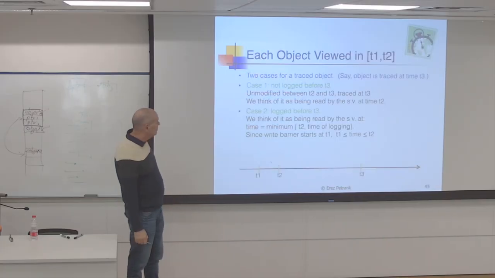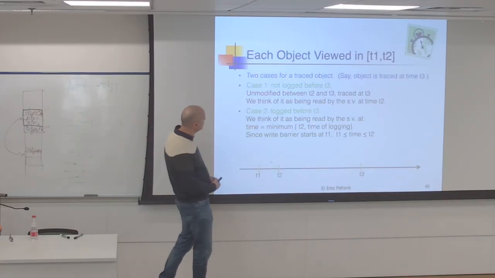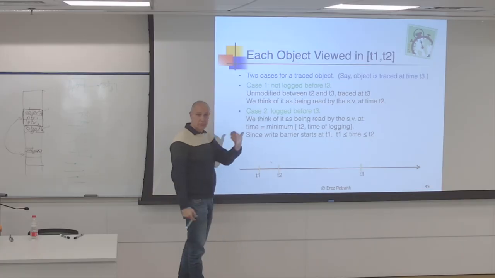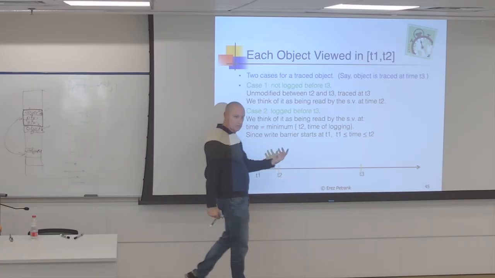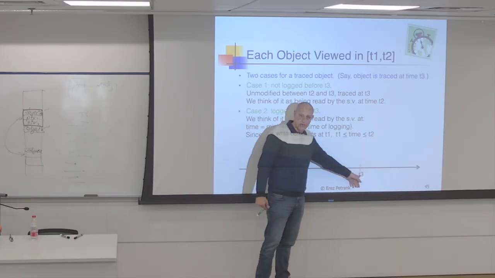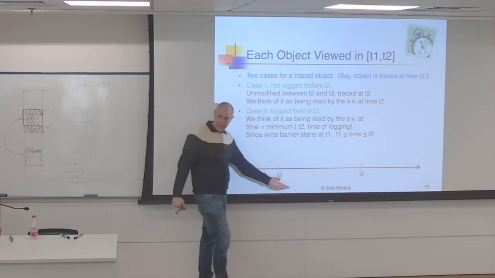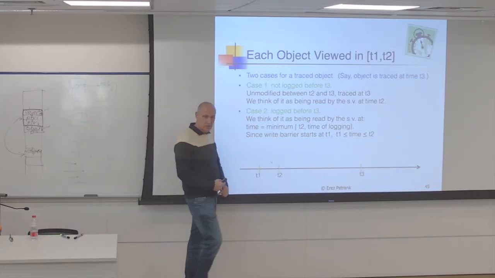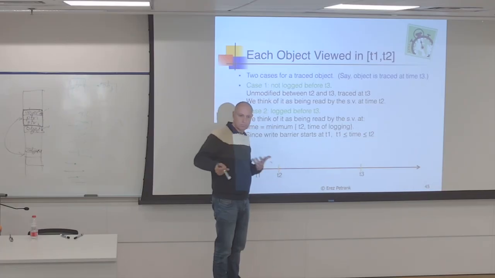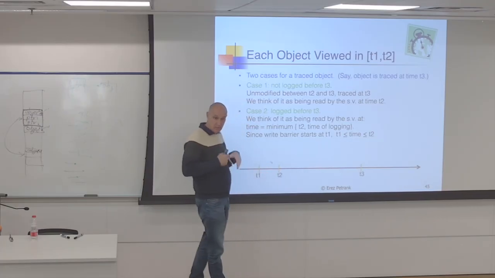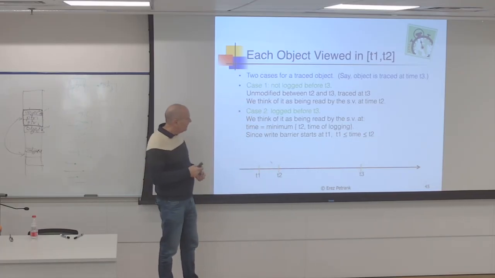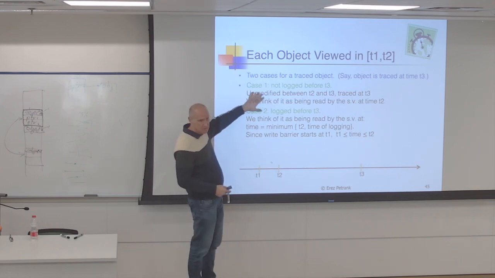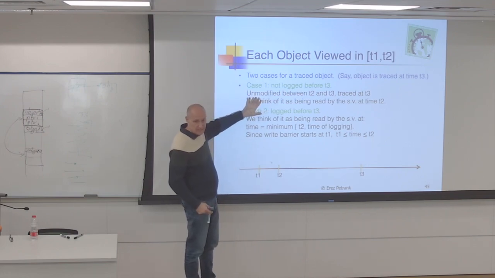Okay, so how do I show this? I'm going to trace an object. The collector is going to trace an object at some time T3. Okay, it's going to trace it. And the question is, at what time do I trace it? What view do I get? And there are two possible cases.